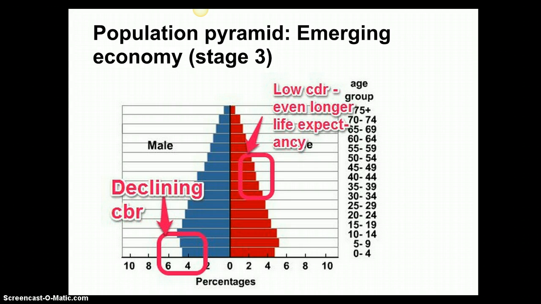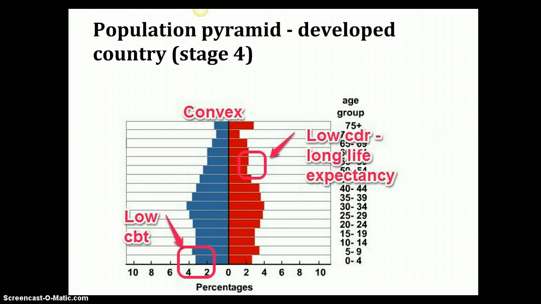Pretty safe to say. And finally, the population pyramid of a developed country, stage 4, is no longer a concave shaped pyramid, it's a convex shaped pyramid. You have low CBRs, low crude birth rates, low crude death rates, and a long life expectancy. And you can see at the very top of the pyramid as well that it's sticking out because women live longer.